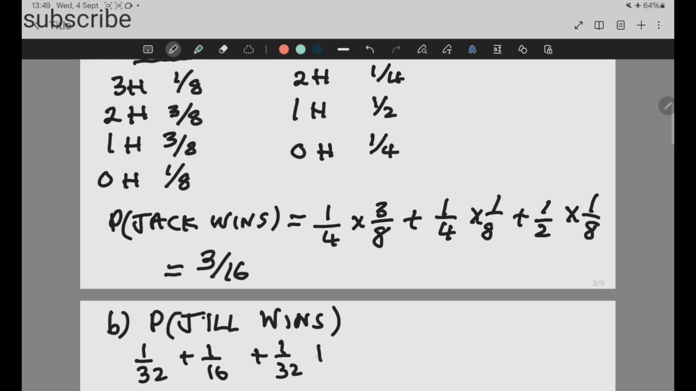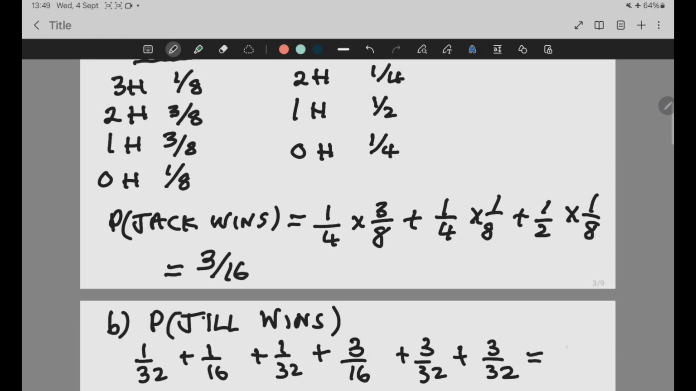But furthermore, she might have 2 heads and Jack just 1. That will come out to 3/16. Or she has 2 heads and Jack has none, which comes out to 3/32. And lastly, she might have 1 head and Jack has none, and that comes to 3/32. And when you work all that out, it comes down to 1/2.